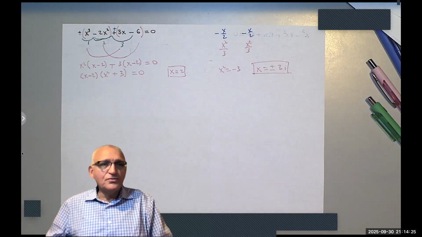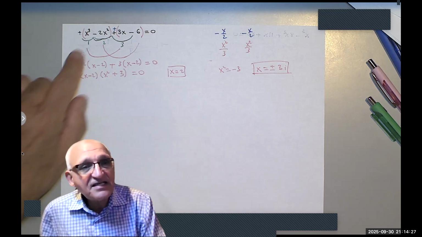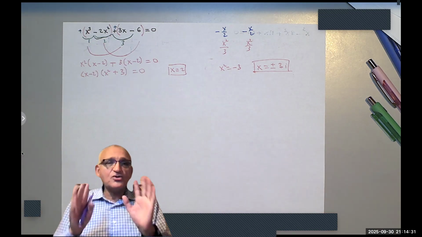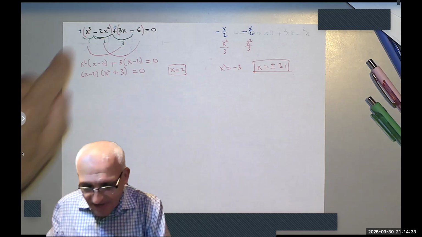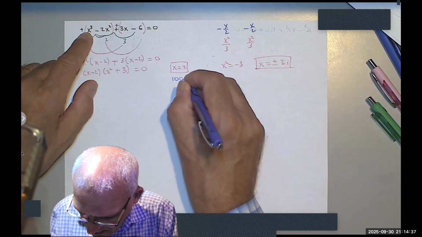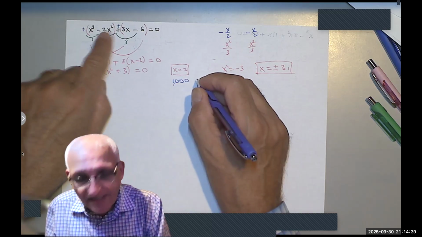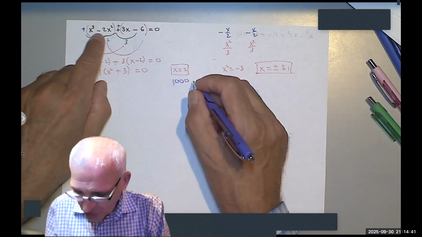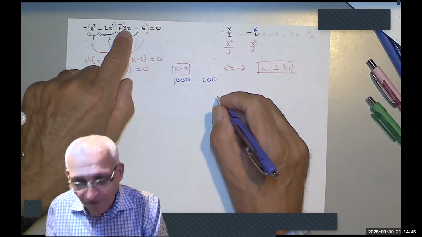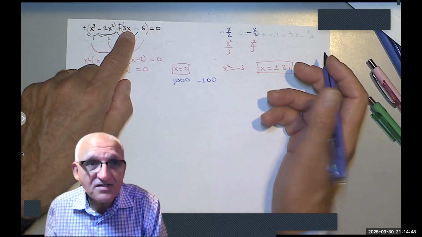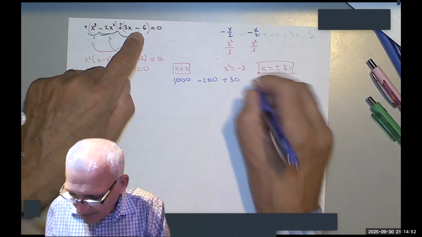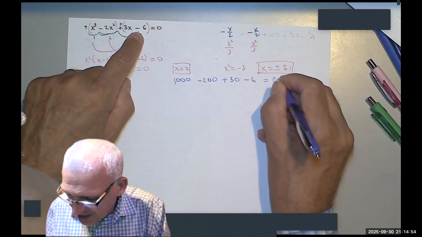What I used to do is to say, okay, this is x cubed. So I'm going to assume every time for all these four examples, I'm going to assume x is 10. So x cubed is 1,000 minus 2 times x squared. X squared is 100, so minus 200. That's 800 now. Plus 30, 3 times x, which is 3 times 10. Plus 30, so that's 830. Minus 6 is 824.